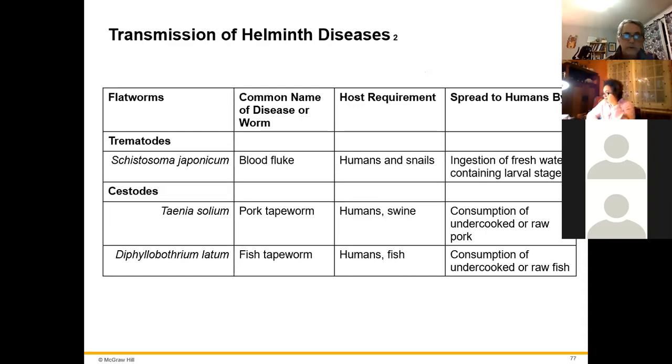Well, here's one that says Schistosoma is a blood fluke and requires either a human or a snail. It can come from ingestion of fresh water containing the larval stage. Here's another: a pork tapeworm that can live in humans and swine, from consumption of undercooked or raw pork. A fish tapeworm lives in the fish, but then can get into humans. That can come from undercooked or raw fish.